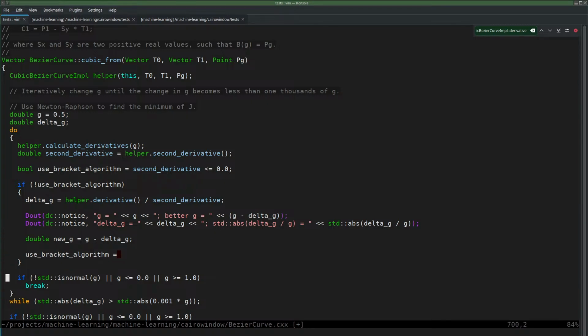Well, let me think about it. If delta G becomes infinity, yeah, then we go just simply outside the range of 0 to 1 as well. Kind of. So the is normal, it just no longer has to be checked. I can just use this.